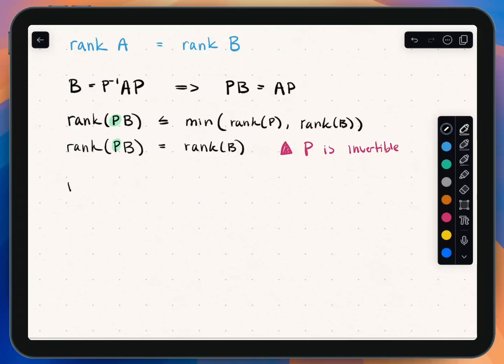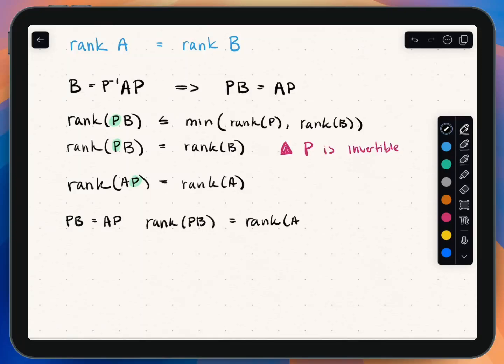And then similarly, we can say that the rank of AP is going to be equal to the rank of A, since again, P is invertible. Then, since PB is equal to AP, we know that the rank of PB is equal to the rank of AP. And then since the rank of PB is equal to the rank of B, and the rank of AP is equal to the rank of A, we conclude that indeed the ranks are the same.